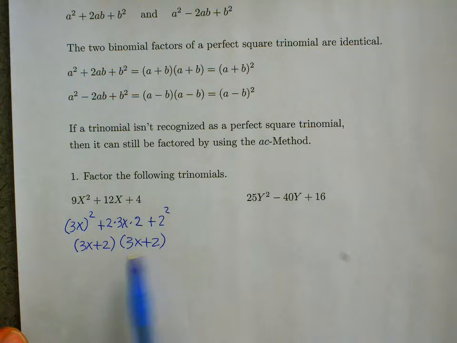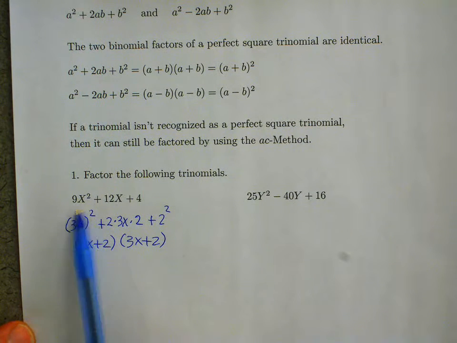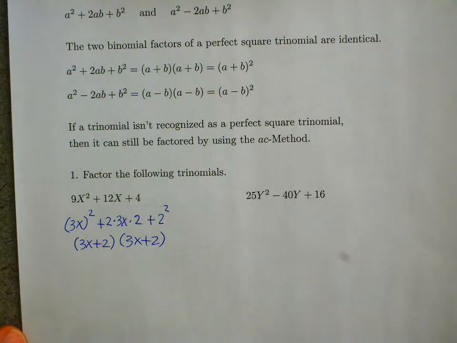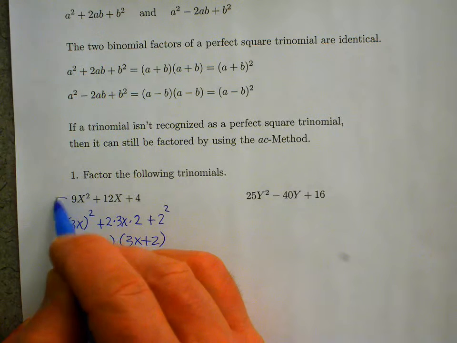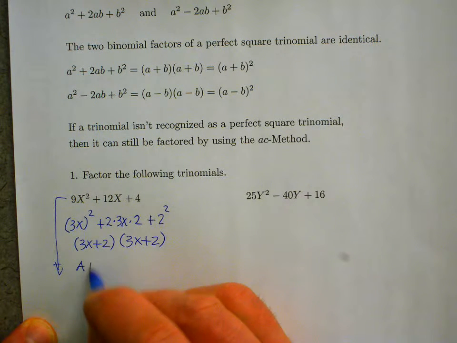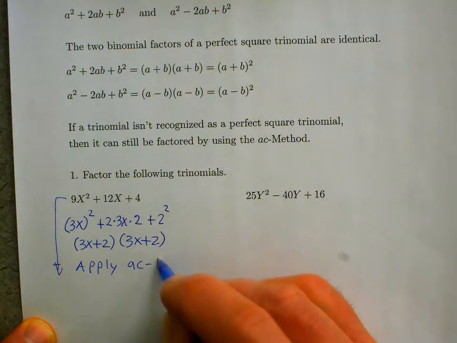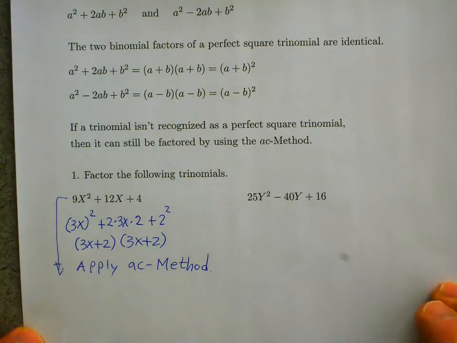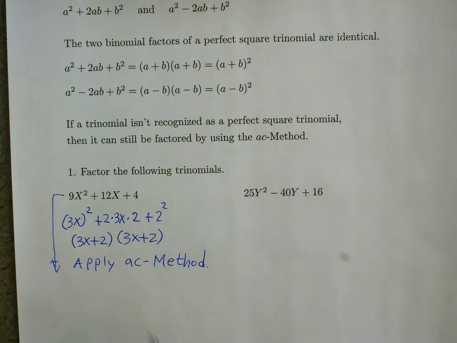Okay, so I mentioned that you can still factor a perfect square trinomial by using the AC method if you don't notice that it could be a perfect square trinomial. So we'll go through that since we need to practice the AC method anyway. Let's apply the AC method. The AC method is a very good method for factoring trinomials. And if you follow it to the T, you will never fail using the AC method. That means if you don't make any mistakes in the process.